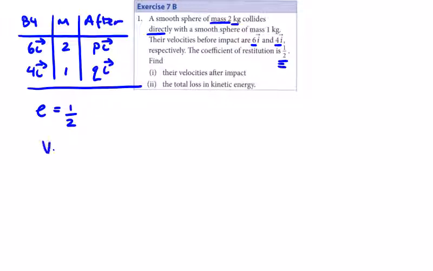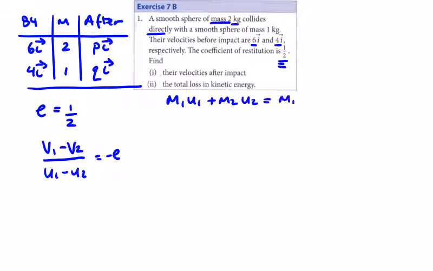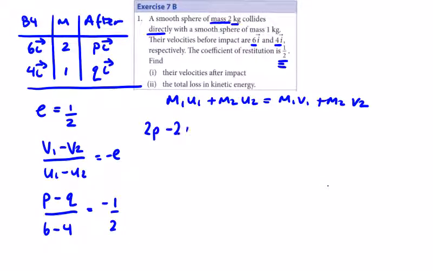So our formula is (v1 minus v2) over (u1 minus u2) equals minus e, and m1u1 plus m2u2 equals m1v1 plus m2v2. Putting our information into these two formulas will give us two simultaneous equations in p and q, which normally simplify quite quickly. So over here we're going to have (p minus q) over (6 minus 4) equals minus 1/2. So we're going to get 2p minus 2q is equal to minus 2. So we're going to get p minus q is equal to minus 1 if we need that.